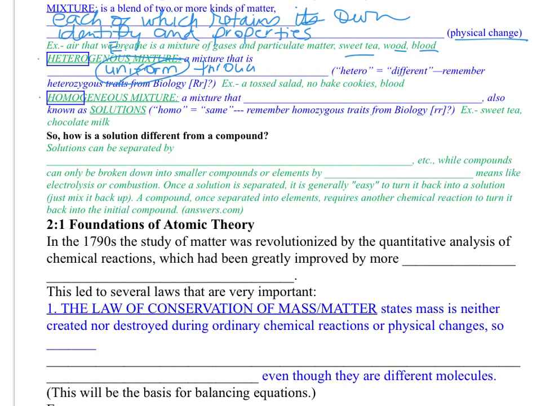And you'll notice your prefixes here. Hetero means different. Remember heterozygous traits from biology. Some examples are a tossed salad, no-bake cookies, blood, anything that is physically combined and yet you can separate it and see that it is not combined uniformly, it's not all the same, then that's going to be a heterogeneous mixture, as opposed to a homogeneous mixture, and that is a mixture that is uniform throughout.